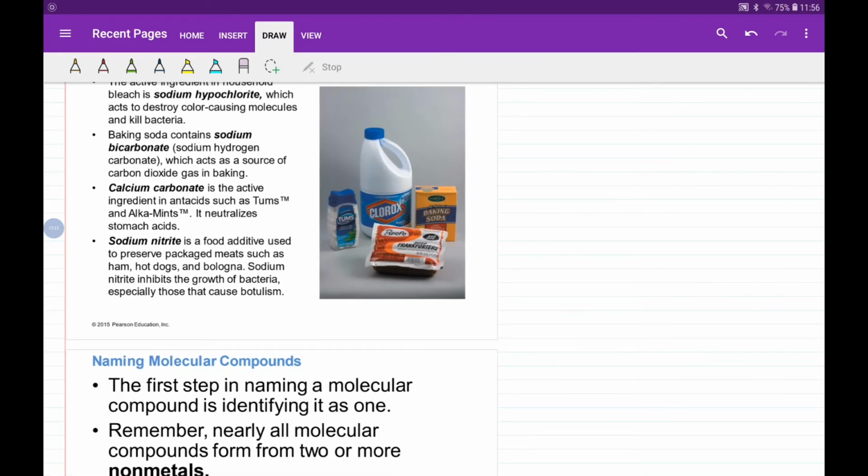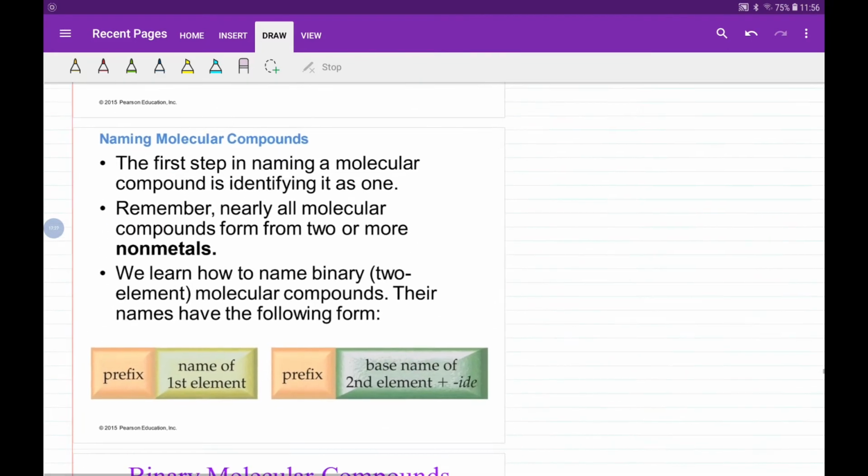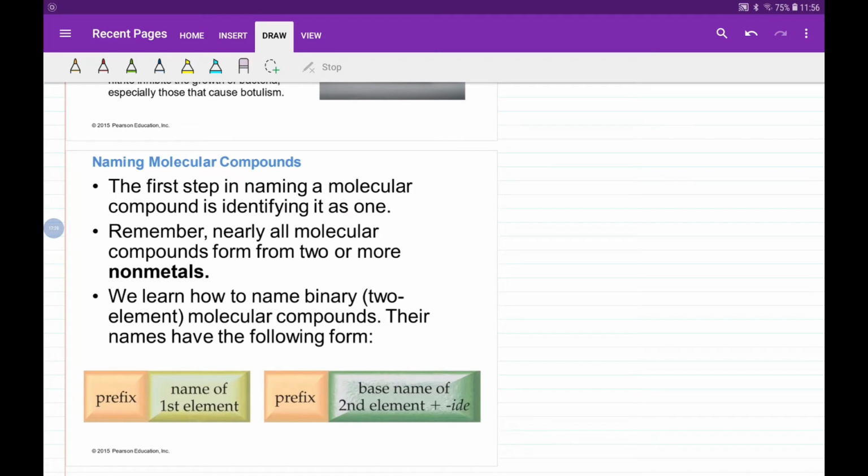And I'll give you more instructions on the lab, how you're going to turn it in. I will create an area on Canvas for you to upload your labs. I'll correct them and give you feedback from there. That's for naming ionic compounds. And we are done with naming ionic compounds.